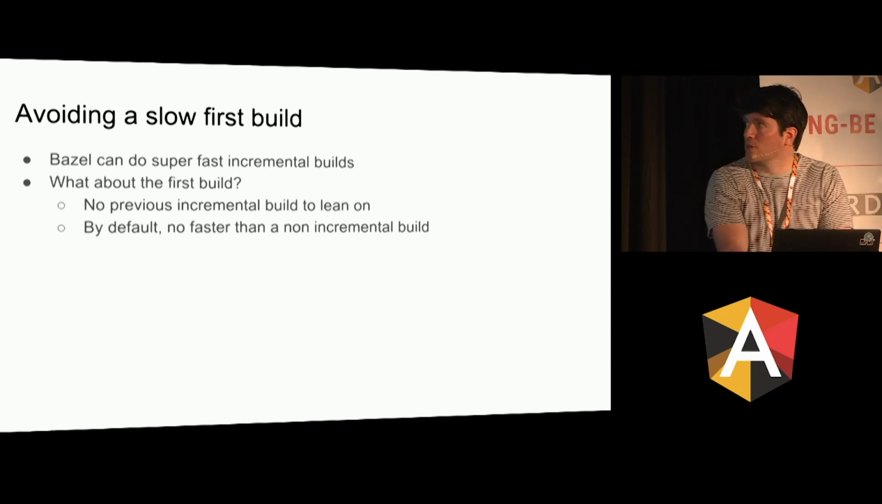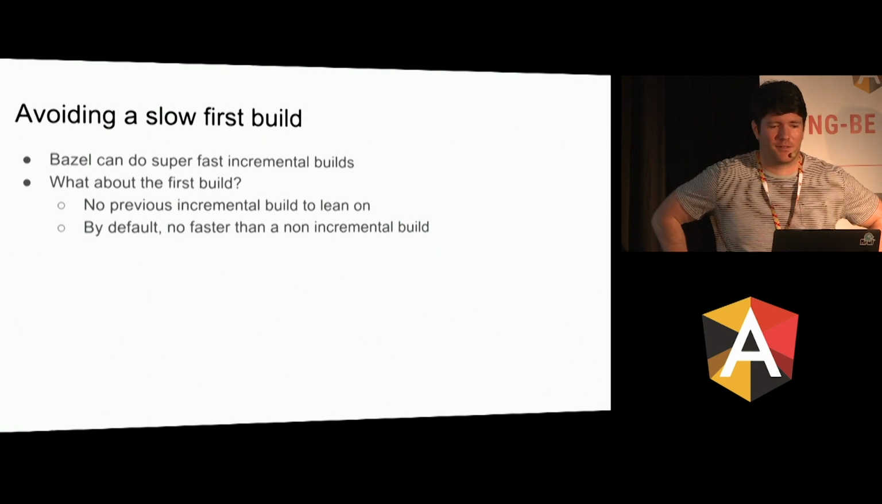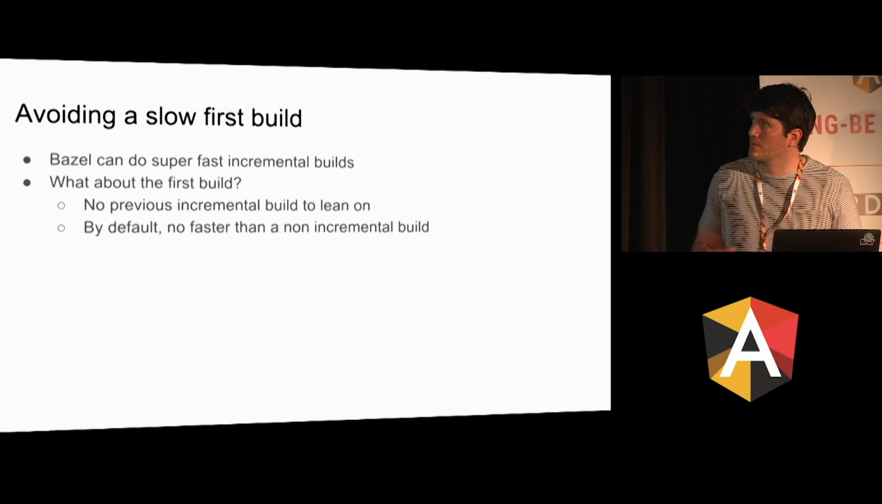All right, we talked a lot about incremental builds and how that's important to Bazel to ensure fast builds. But what about the first build? How can you make sure that the first build is fast?